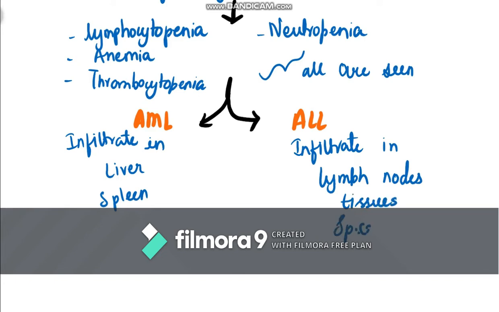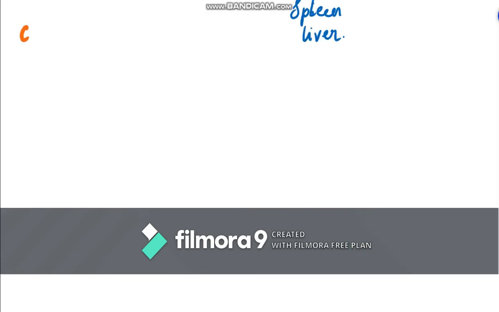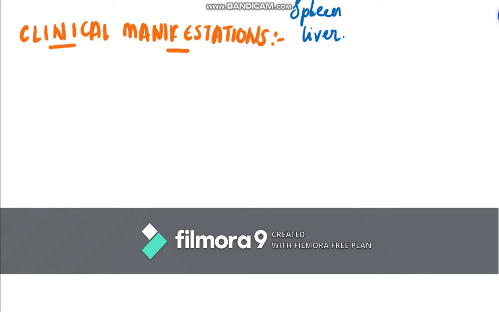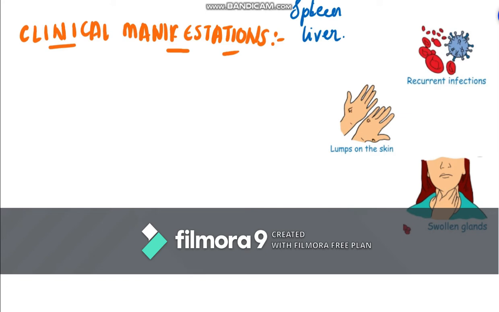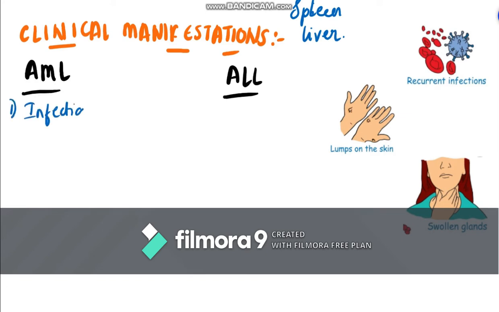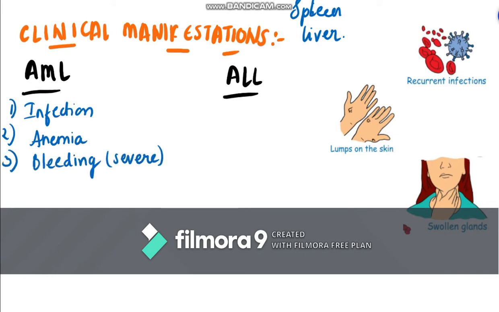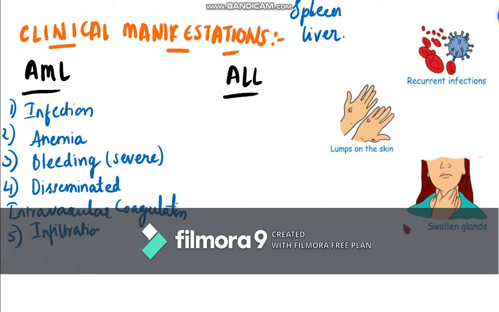So here I preferred to understand clinical manifestations to treatment in comparison, so that we can learn easily. If we learn anything in comparison, we can understand what the differences are and what is in common, so that's easier to learn. AML: infection, anemia, bleeding, severe bleeding, disseminated intravascular coagulation, infiltration of WBC in major organs like liver and spleen, and expansion of liver and spleen shows hepatomegaly and splenomegaly.